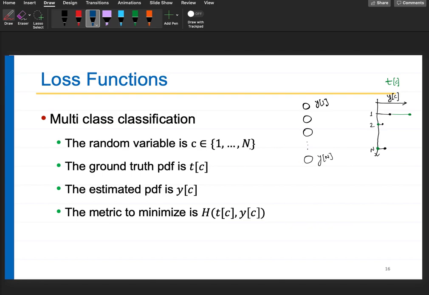And now my output of the neural network is a PDF. So y of c, where c is the class, is a PDF, so that summation of y of c over all c is equal to 1, and y of c is greater than or equal to 0 for all c, right? So this is my y of c, the output of the neural network. And I compare it with the ground truth, which is another PDF or PMF, and it is 1 for a single value of c and 0 for all other values of c.